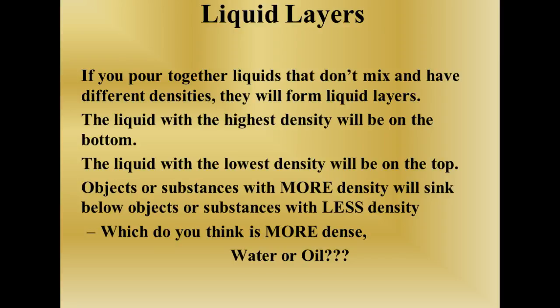Let's now take a look at layers of liquid. If you pour together liquids that don't mix together and they have different densities, they're going to form liquid layers. You're going to do a lab like this. The liquid with the highest density will be on the bottom. The liquid with the lowest density will be on the top. Objects or substances with more density will sink below objects or substances with less density.